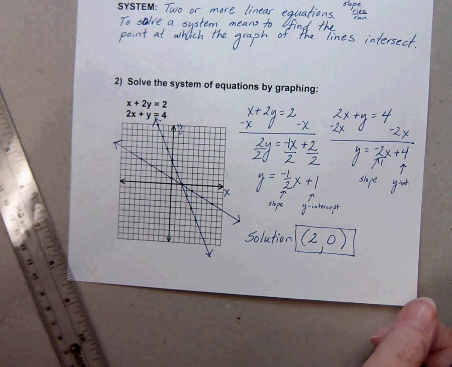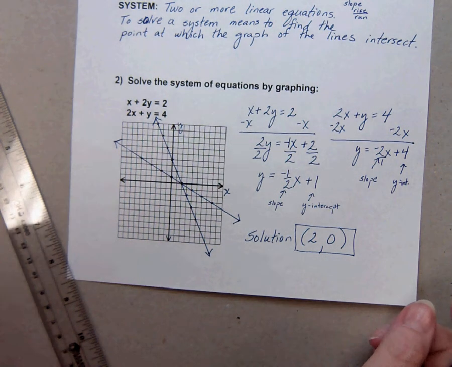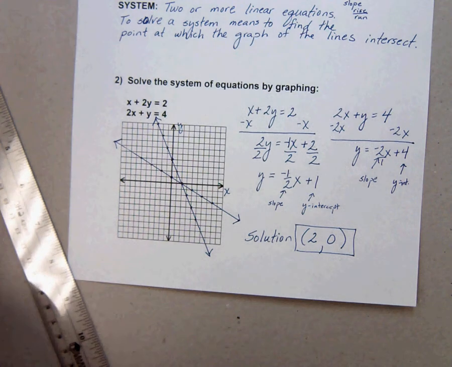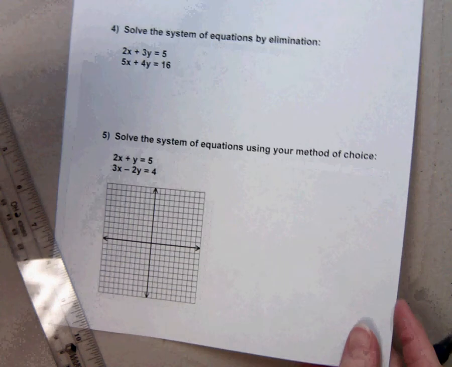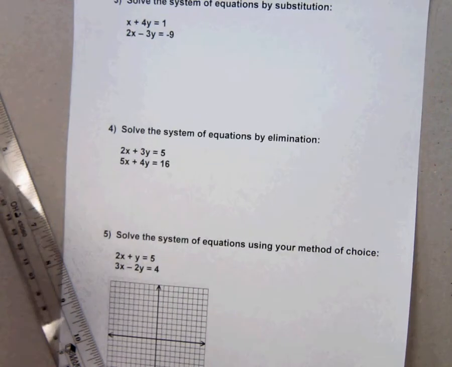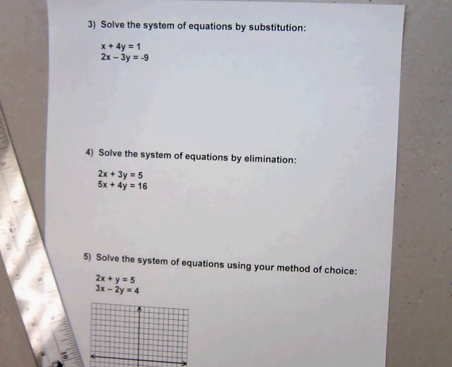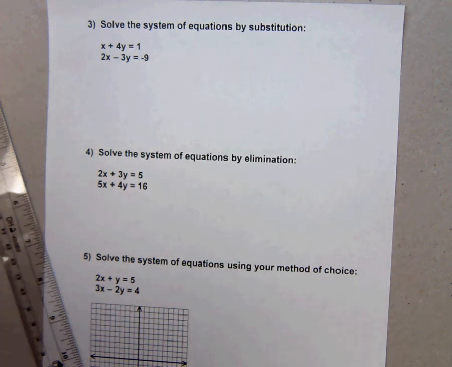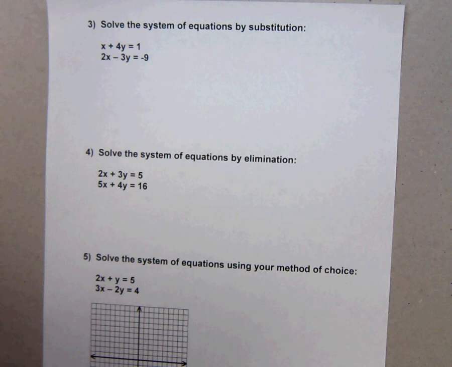Alright, let's go to the next page, number 3. I'm going to teach you another method to solving solutions of systems. On this one, number 3 says to solve by substitution. Now what that means is you're going to solve not by a graph. We're not going to need a piece of graph paper for this one.